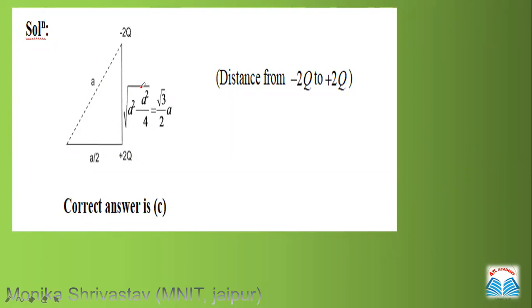So we will find this distance. By using the Pythagoras rule, you can calculate it. This will be root 3 a by 2, the distance from minus 2q to plus 2q. So we have the distance d, and we have to find the dipole moment p. What is p? p equals q times d. Here q is 2q, we know the magnitude is the same, and we will not consider the sign. And d we have calculated: root 3 a by 2.